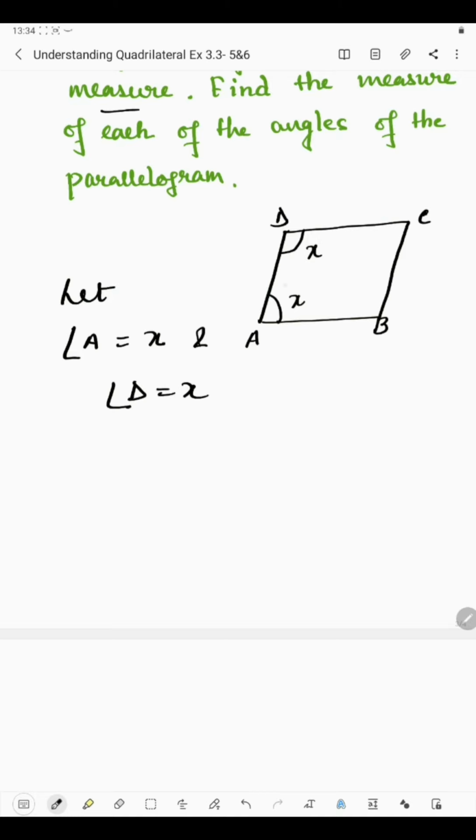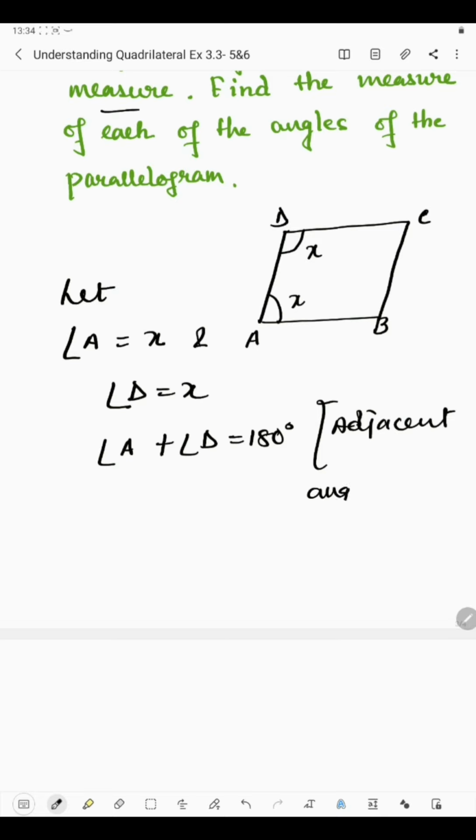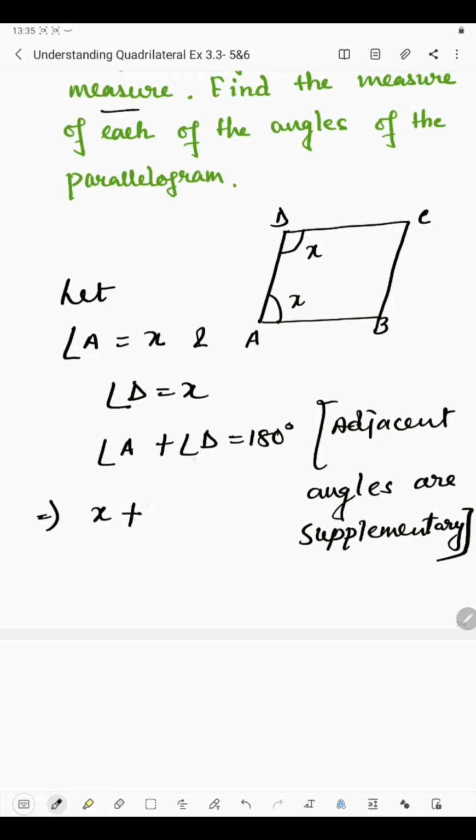Now adjacent angles in a parallelogram are supplementary. So angle A plus angle D is equal to 180 degrees. So we will write, adjacent angles are supplementary. Now angle A we have considered as x, and D also we have considered as x. So x plus x is 180 degrees. Now x plus x is 2x, which is equal to 180 degrees.